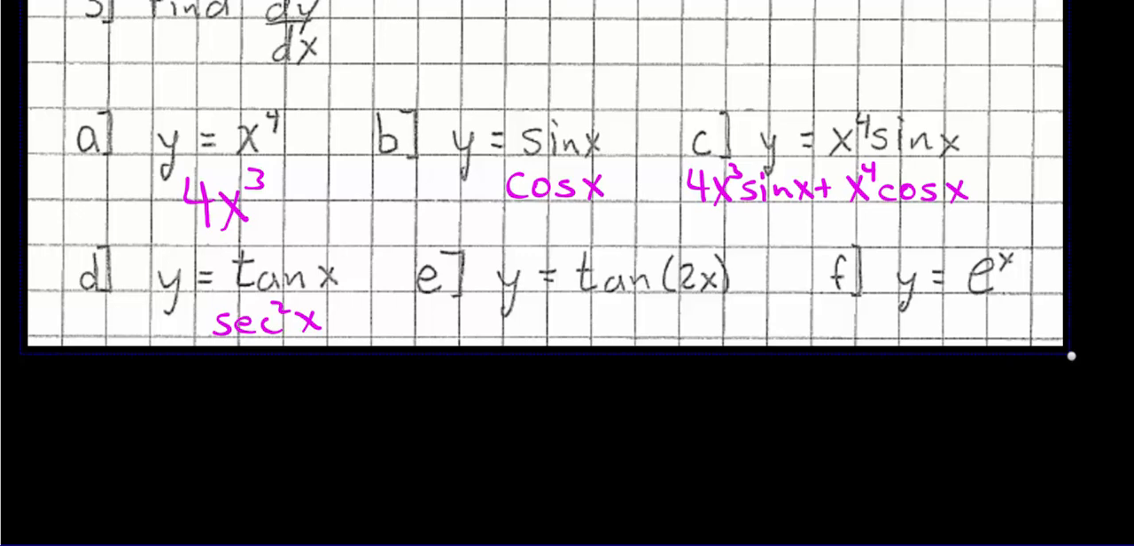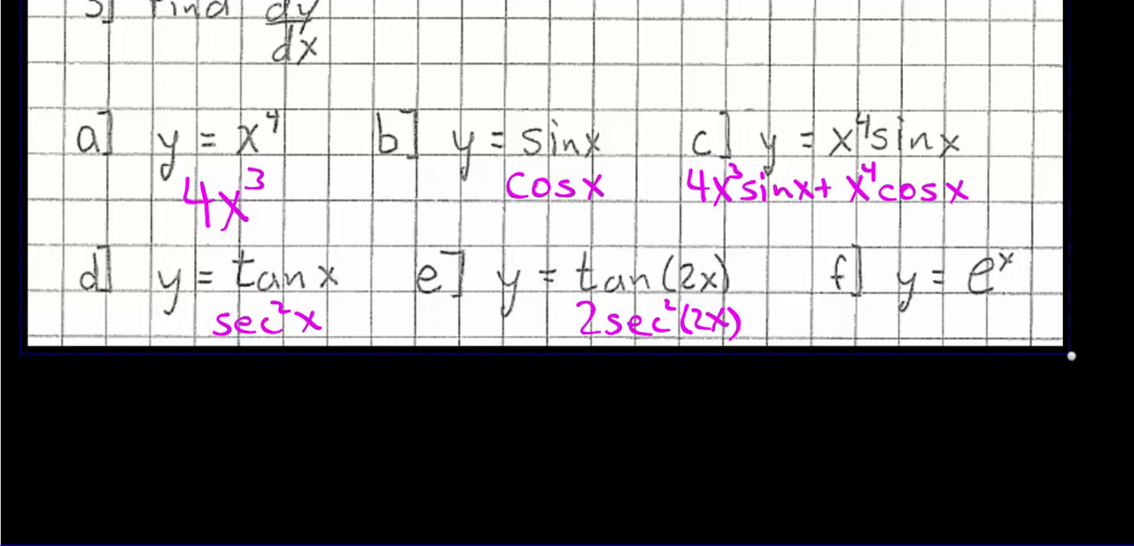The next one, not tangent x, but tangent 2x. That means the chain rule is involved. So you're going to have secant squared 2x times 2. Remember, the derivative of the outside, which is tangent, times the derivative of the inside.